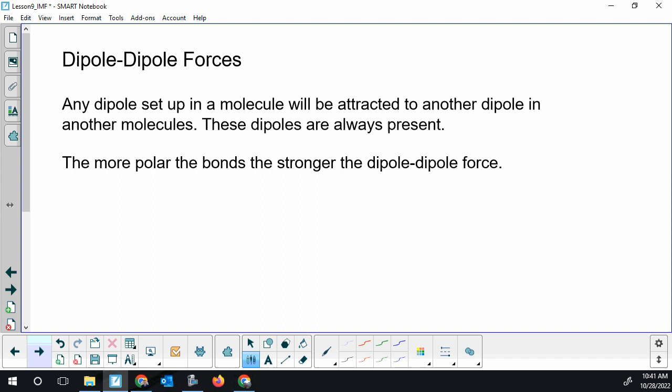So dipole-dipole, we have a positive and a negative end on a molecule. That's what I mean by dipole, 2 poles. And that would be attracted to a dipole on another molecule, but it would be flipped. The plus and minuses have to be opposite. Plus and plus would repel each other. So dipole-dipole forces. A dipole in one molecule will be attracted to a dipole in another.